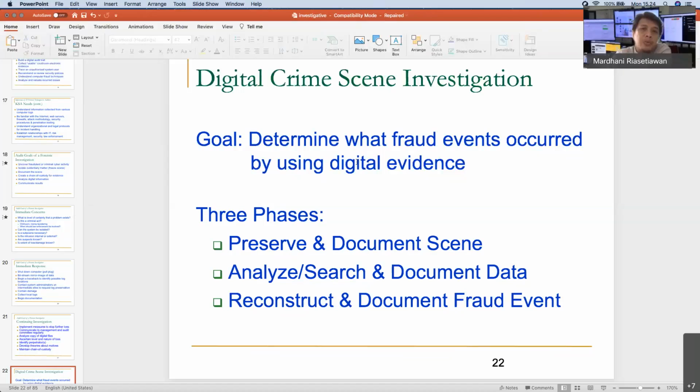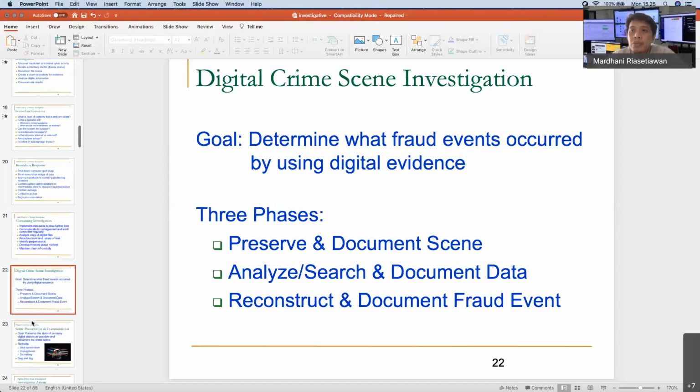We do not try to solve the fraud directly or instantly, but the most important thing is how we can know the terms and the behavior of the fraud, so in the future we can enhance our capabilities to be strong against fraud. We have 3 phases. The first phase is preserve and document the scene. It means very good documentation, then analyzing the data, and then constructing and documenting the fraud event, so we can reconstruct the event. That's the most important thing.